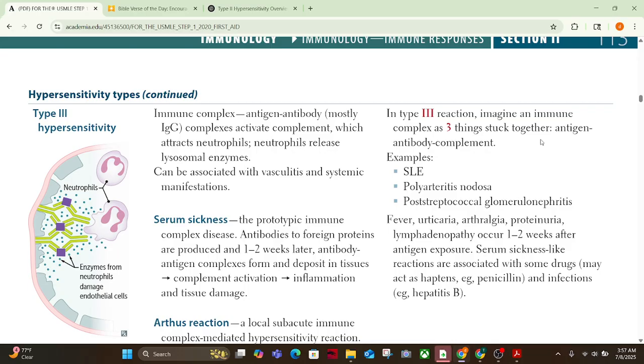Now you have Arthus reaction. It's a local subacute immune complex mediated hypersensitivity reaction. Intradermal injection of antigen into a pre-sensitized individual leads to immune complex formation in the skin. Enhanced local reaction to a booster vaccination characterized by edema, necrosis, and activation of complement. So this guy has been exposed to these antigens before the booster. When he first got injection, he got exposed.